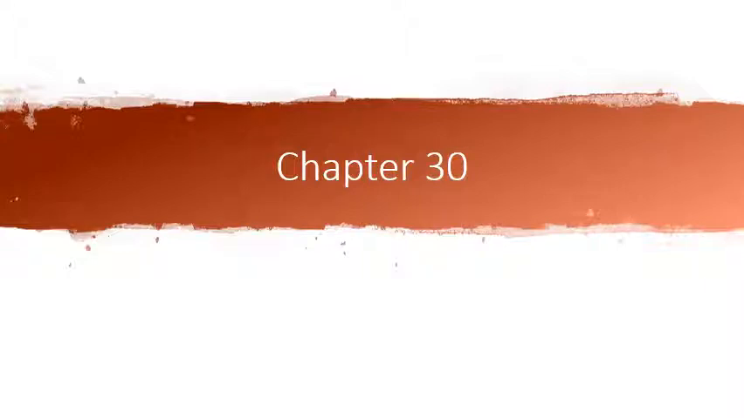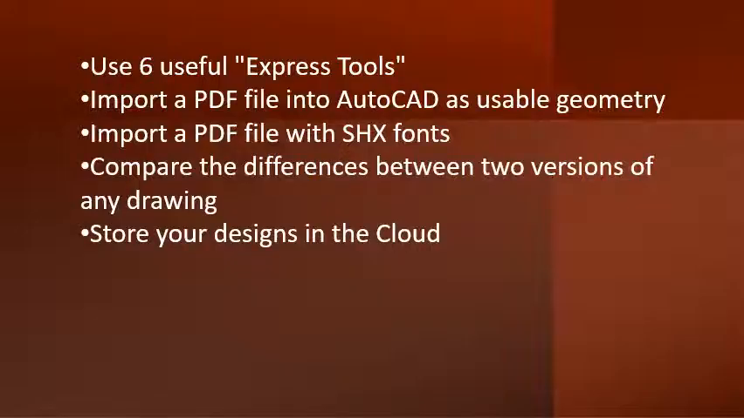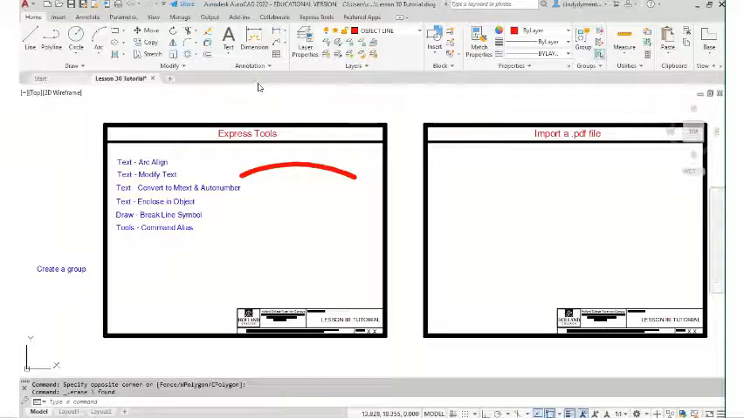This is the tutorial for Chapter 30 in your Beginning AutoCAD workbook. Okay, so in Lesson 30, we're going to learn how to use 6 of the Express tools, import a PDF file into AutoCAD and have usable geometry in it, import a PDF file with a font type called SHX, compare the differences between 2 versions of any drawing, and see how to store your designs in the cloud for other users to view.